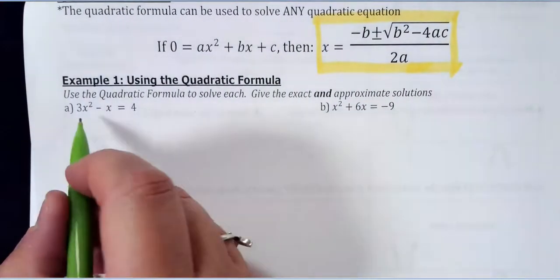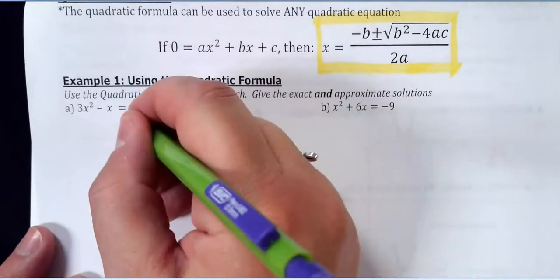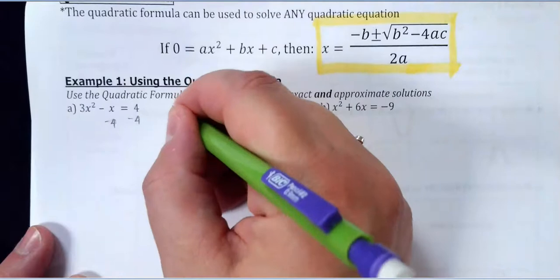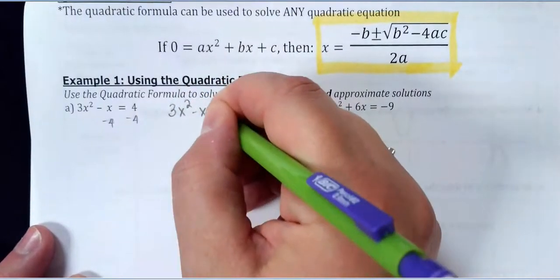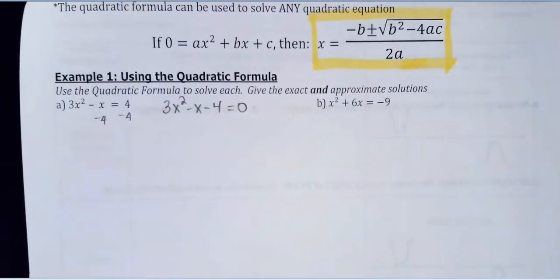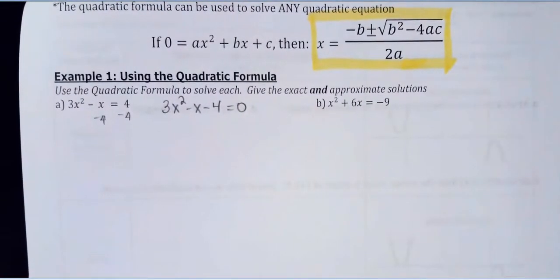So this, I've got 3x squared minus x equals 4. Just want to do one quick little step. I'm going to subtract 4 and set that equal to 0. Once you do that, you're going to identify your A, B, and C values to plug into the quadratic formula you got up there. You do not have to write these down or anything.